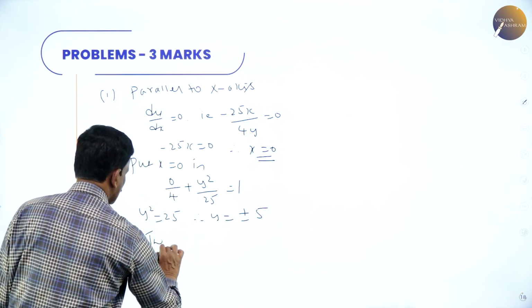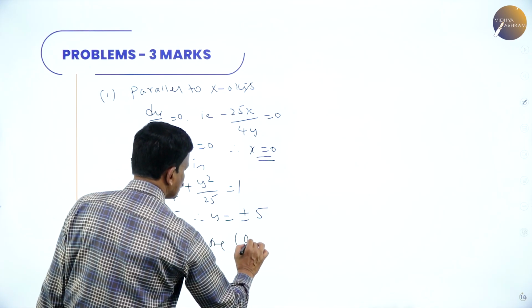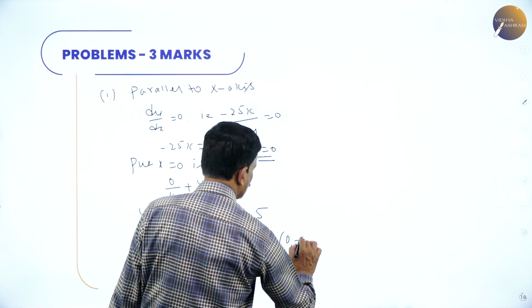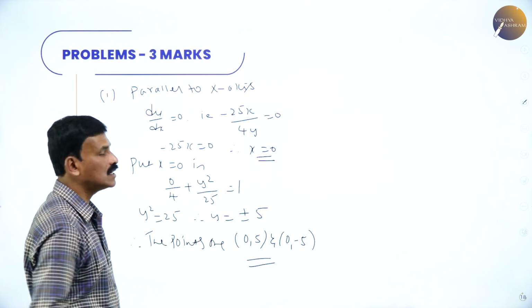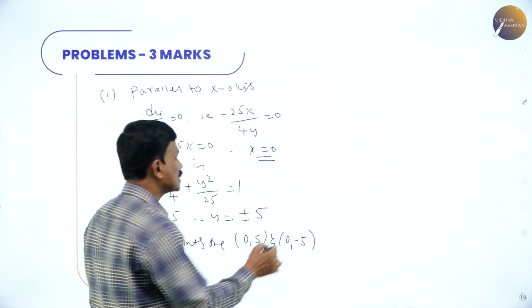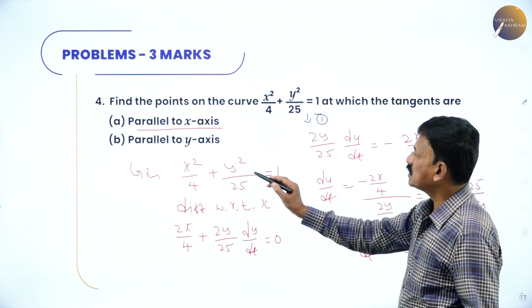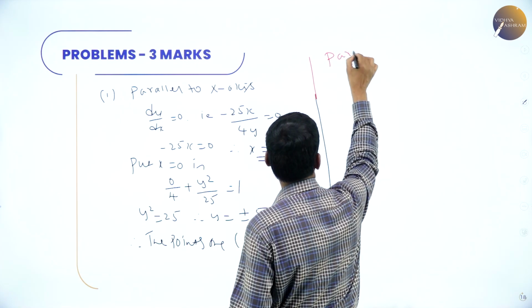The points are: when x is equal to 0, y is equal to 5, and when x is equal to 0, y is equal to minus 5. So these are the points at which the tangents are parallel to x-axis, right? That's it. Okay. What is the second condition? The tangents are parallel to y-axis.